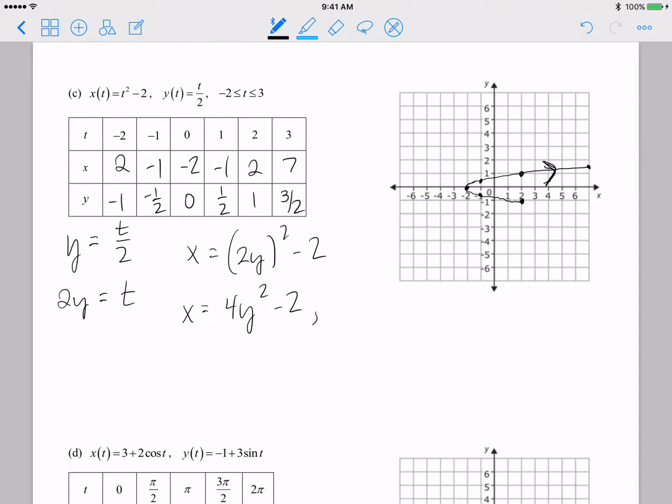But again, we need to restrict the range for y. And so the range for y would be from -1, since that's the smallest y value on the graph, and then the biggest y value on the graph is going to be 3/2.